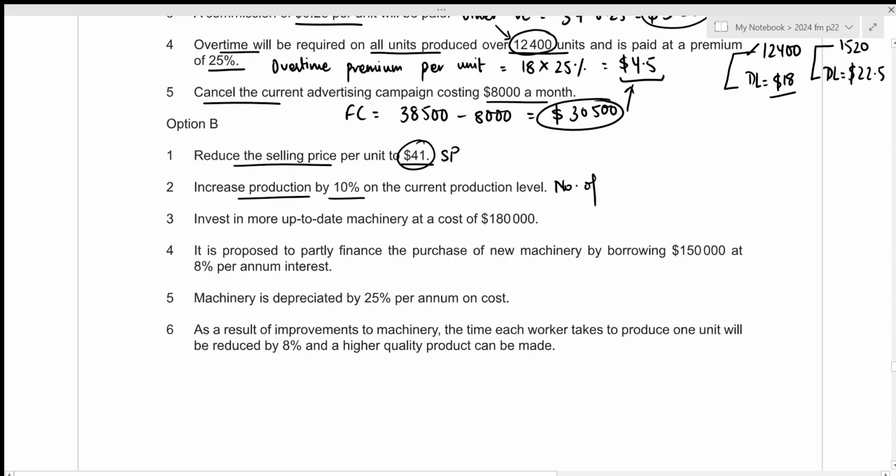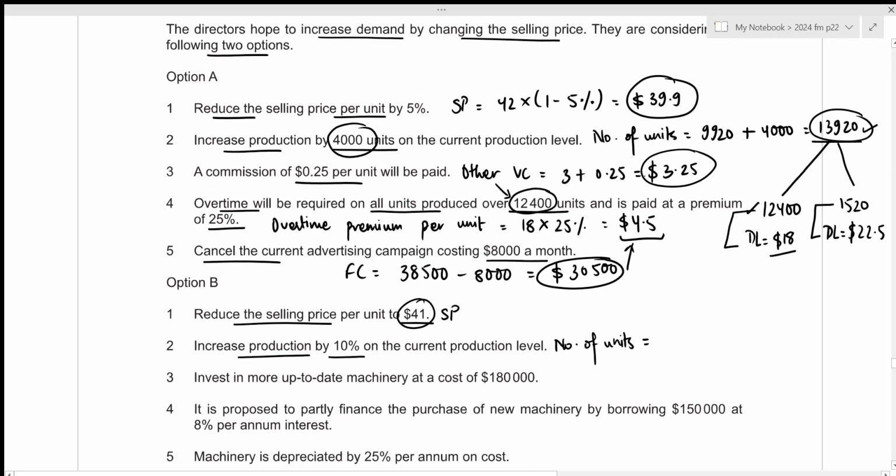So the number of units in this case, we can start with the current production level, which was 9,920, and we now increase it by 10%. So times 1 plus 10%, which results in 10,912 units. Then we need to invest in more up-to-date machinery at a cost of 180,000. It is proposed to partly finance the purchase of the new machinery by borrowing 150,000 at 8% per annum interest.